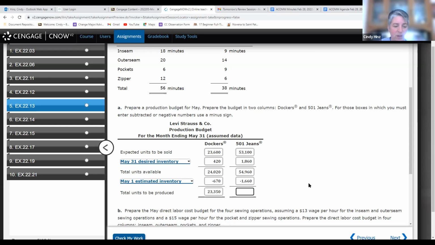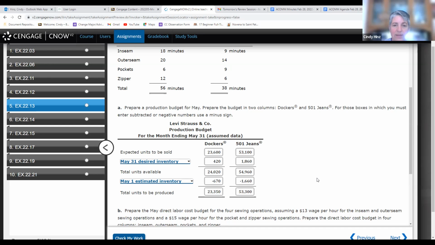And this exercise does tell us specifically to use the minus sign when we need to subtract. So sometimes the software lets us get away with not using minus signs, but in this case, it does specifically tell us we need to do that. And so here we have our production budget.